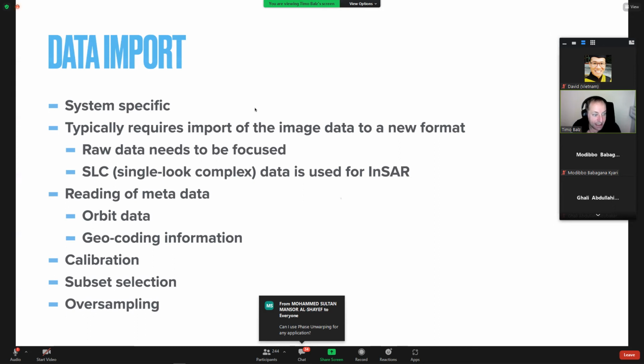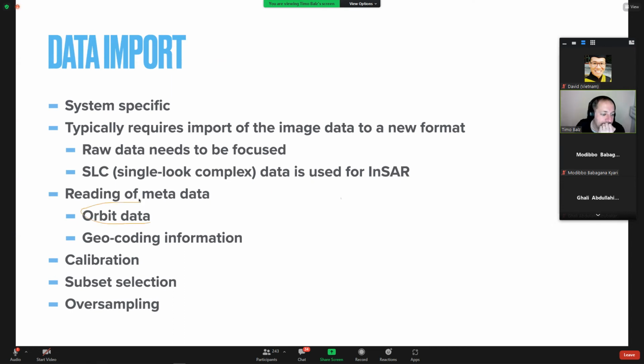And then the next step is reading the metadata. It seems simple, but it also includes the orbit data. I wanted to highlight that one. So the orbit data, okay, here it is. Normally we have a rapid orbit data and a more precise orbit data. Depending on which data you get from where and which sensor and who's providing the data, that precise orbit data may be already in the metadata.